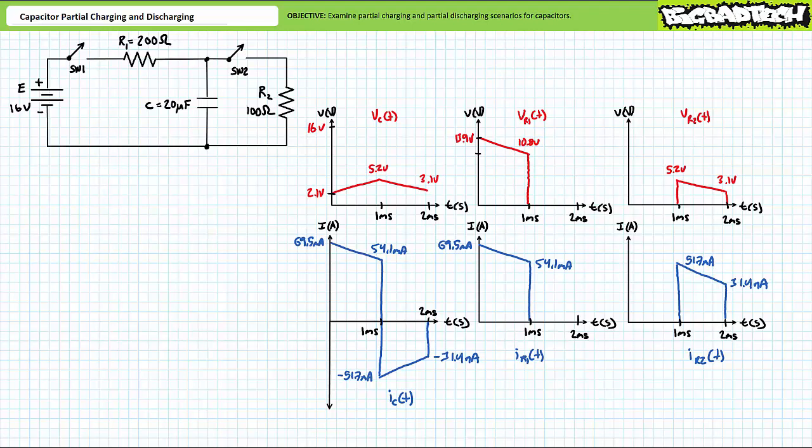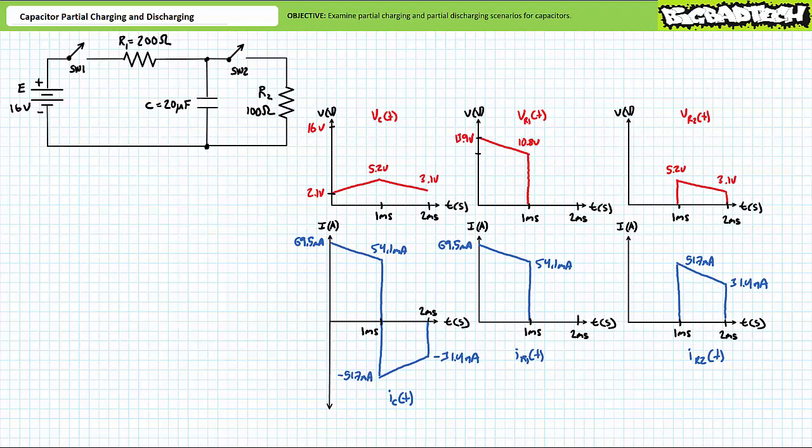During the partial charging process, current rushes through R1 and into the capacitor. While charging, voltage across the capacitor rises. In this example, we've included an initial voltage of 2.1 volts. A short partial charge results in some intermediate charge state, in this case 5.2 volts.